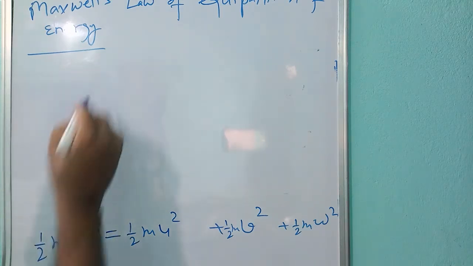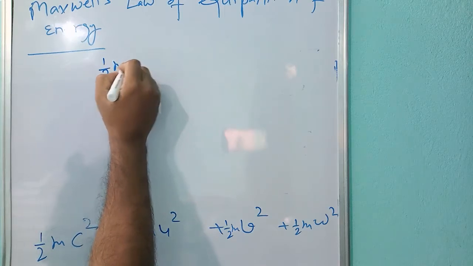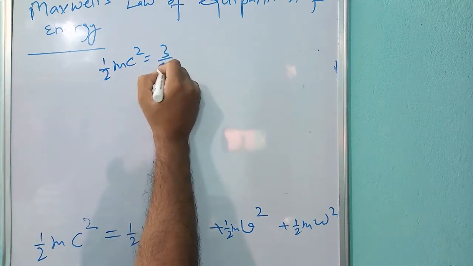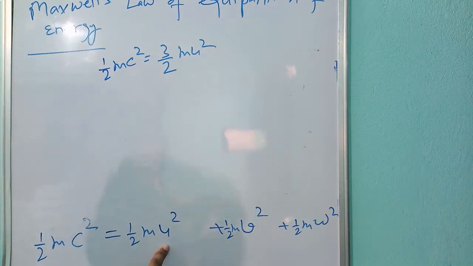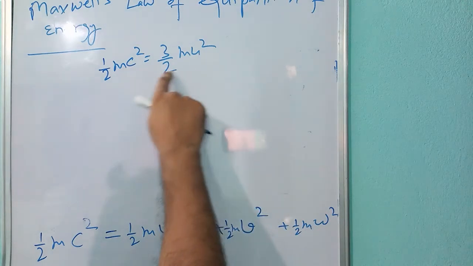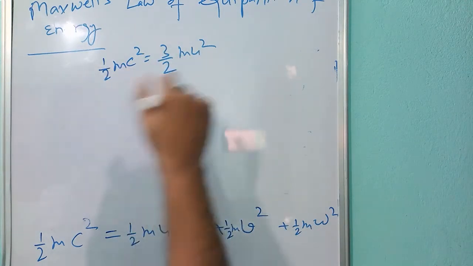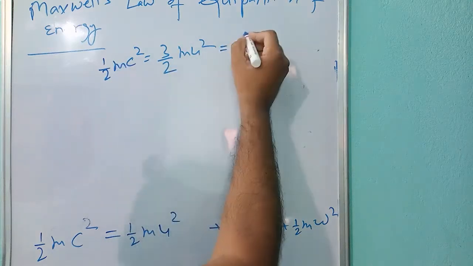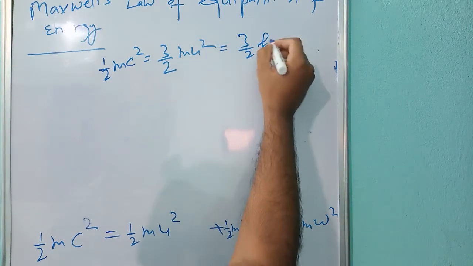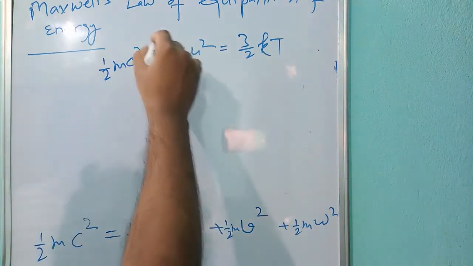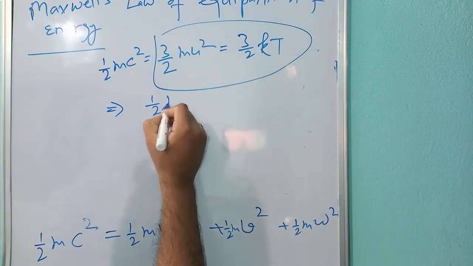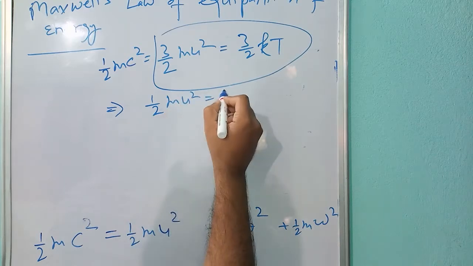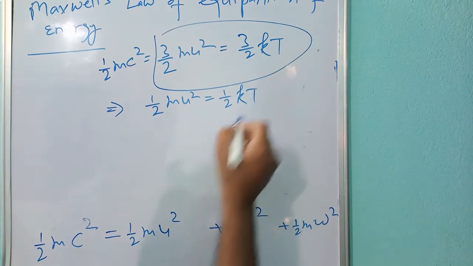Okay, so from here it will be 1/2 mc² equal to 3/2 mu². Why? Because u² is equal to v² plus w². Everywhere I will put u² plus u² plus u² and you will add, it will be equal to 3/2 mu², and it was equal to 3/2 kT. So now if you take this equation, from here it will come 1/2 mu² is equal to 1/2 kT.